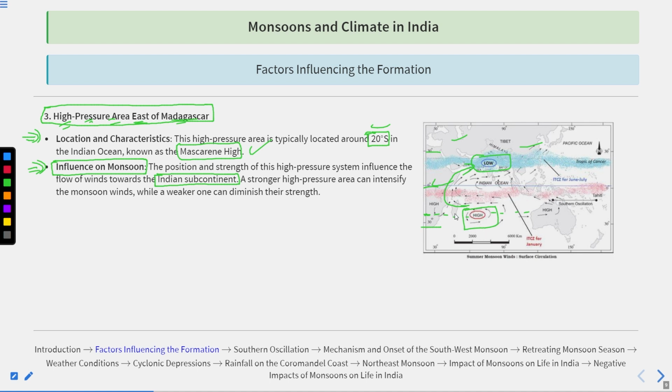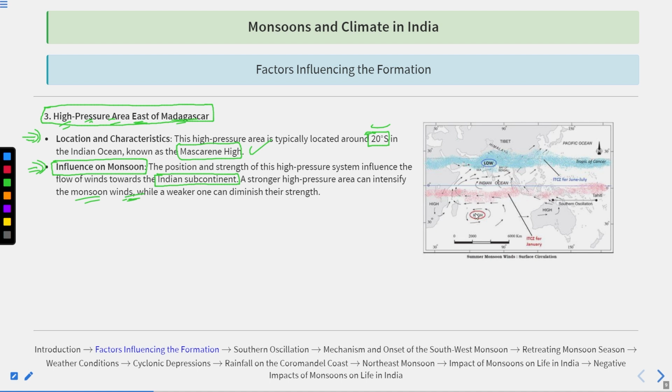So this high pressure, the Mascarene High, has a significant role in deflecting the winds that carry the moisture towards the mainland of India, or the Indian subcontinent. A stronger high pressure area can intensify the monsoon winds, while a weaker one can diminish their strength. The higher this Mascarene High is, the stronger the wind convergence would be in India. It means the monsoon intensity is dependent on the strength of the Mascarene High.